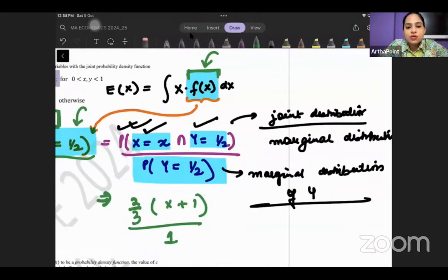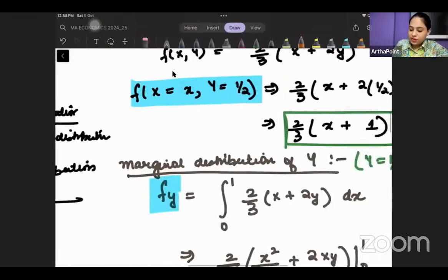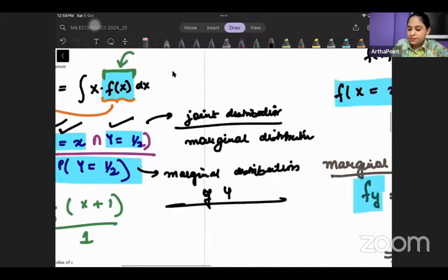Should I repeat this question? Okay, let's repeat it. Just see. तो क्या हो रहा है यहाँ पे कि you are given a joint distribution. You are given f of xy is equal to 2 by 3 x plus 2y.